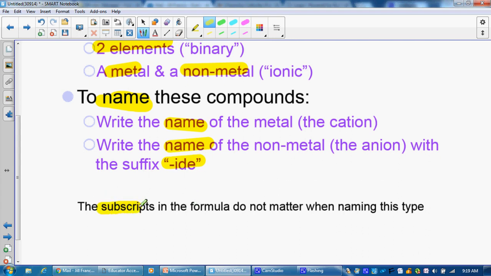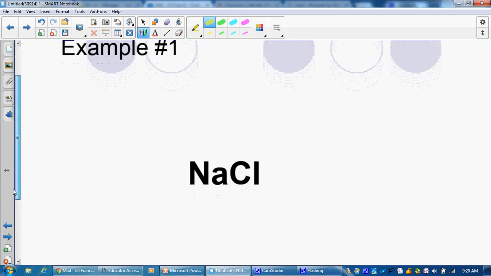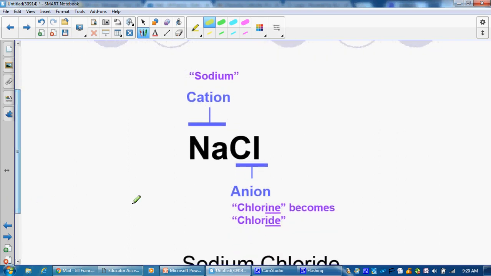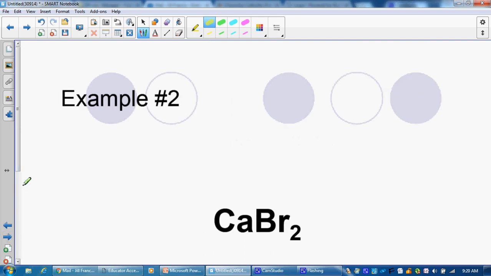Key thing to remember, the subscripts do not matter. Does not matter how many we have. We're writing the name of the metal down, and we're writing the name of the non-metal with an IDE at the end. That's all you have to do to name these compounds. So if we have something like this, we would write down sodium chloride. Sodium is the name of the metal. It's the cation. Chlorine is the name of this, but we change the ending to IDE, and we have sodium chloride.